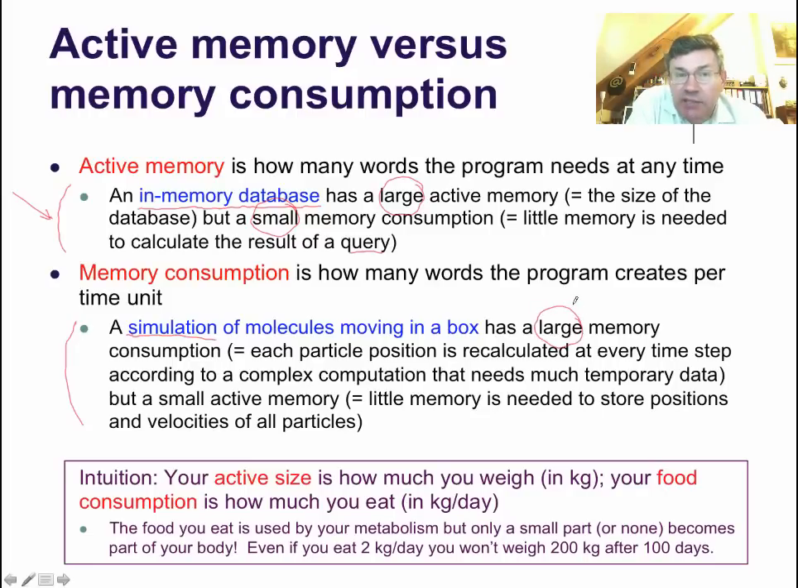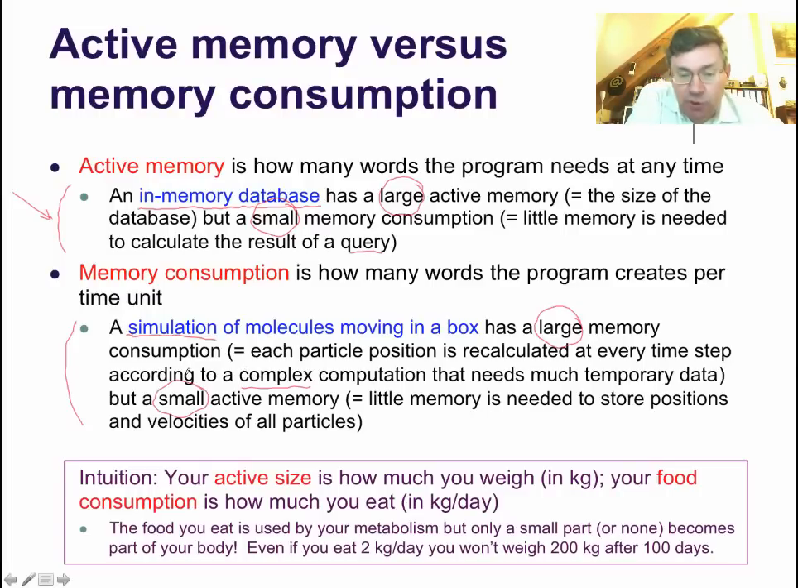At each instant in time, it has to calculate the new position of each particle. And assuming that it's doing a very precise calculation, it's a complicated calculation that needs a lot of temporary data. So it has to allocate lots of memory for these calculations. But once it calculates the position of a particle, it doesn't need the memory anymore after. So the active memory is small.